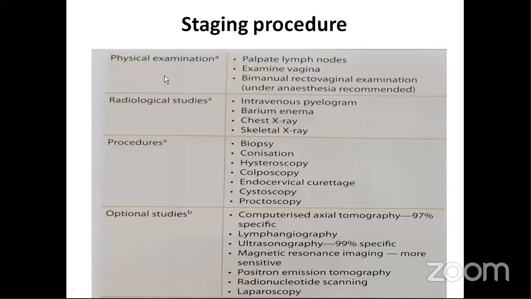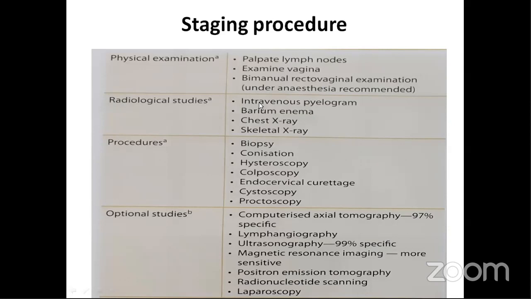So what is it? We examine the lymph nodes, the vagina, then also definitely do the bimanual examination of the uterus, the cervix, and also the rectum. And this has to be done under anesthesia. So examination under anesthesia is important to stage the carcinoma cervix.